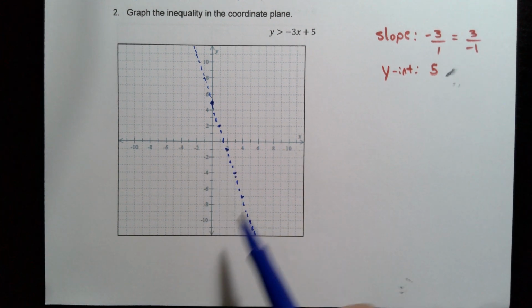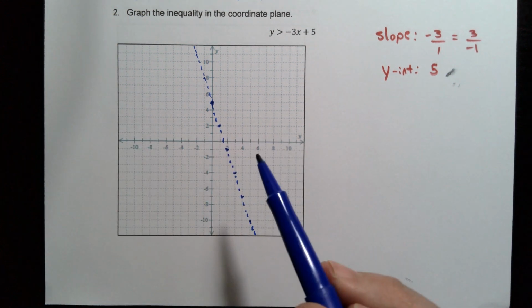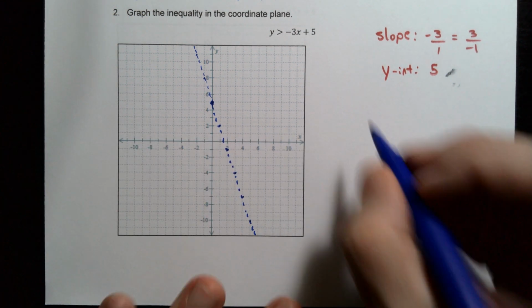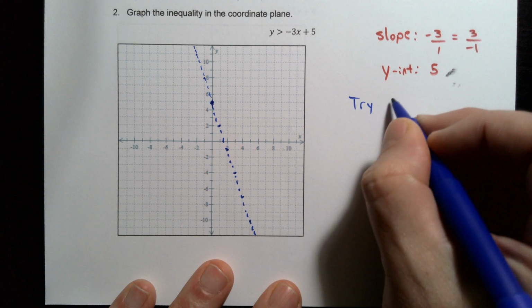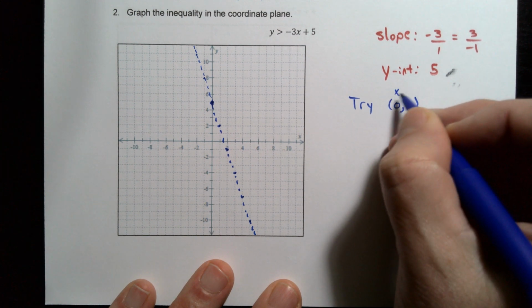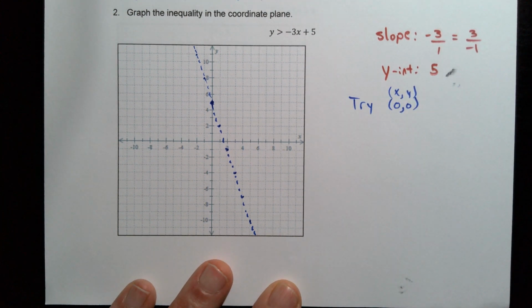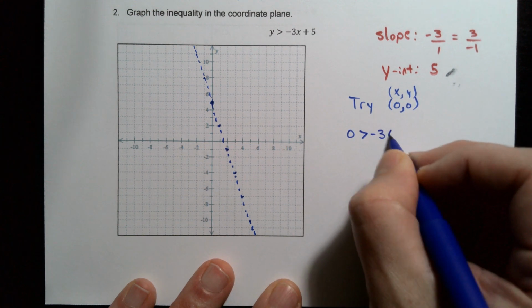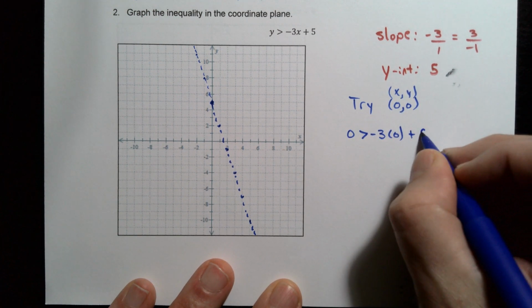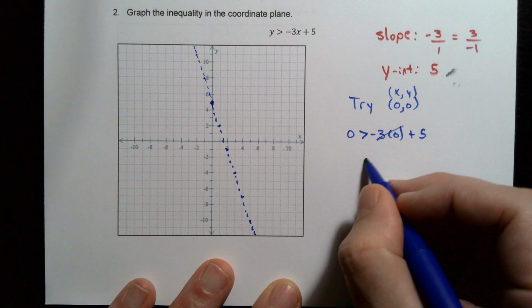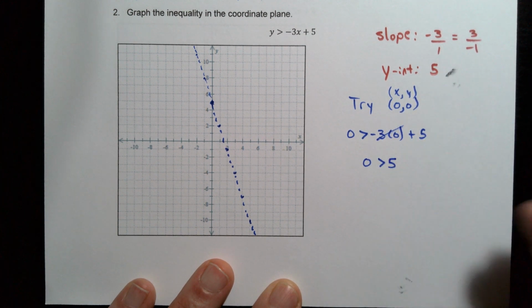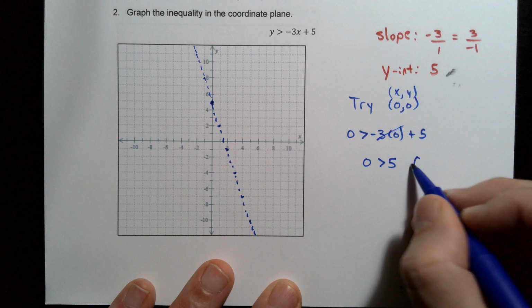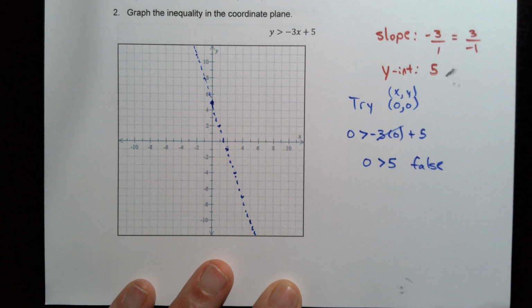If I get yes, then I'll shade this side. If I get no, then I'll shade the other side. So we're going to try 0, 0 for x comma y, okay? I plug that in and I get 0 is greater than negative 3 times 0 plus 5. This goes away, so 0 is greater than 5. Is that true? Nope, that's false. 0 is not greater than 5.